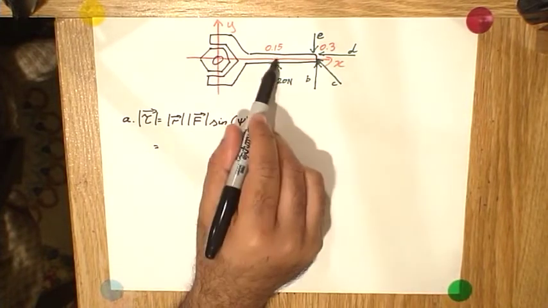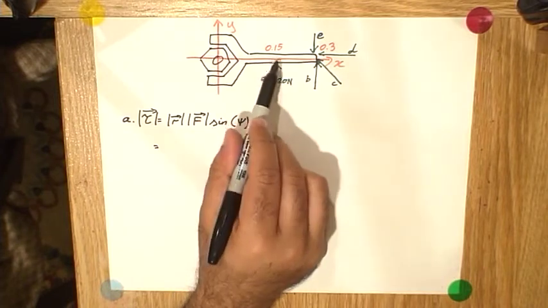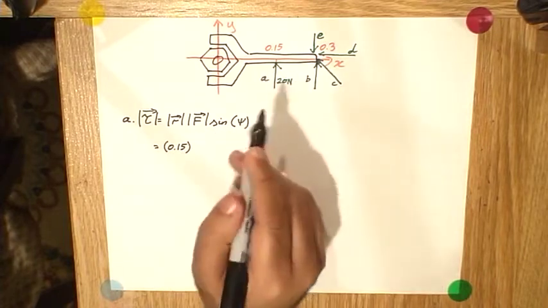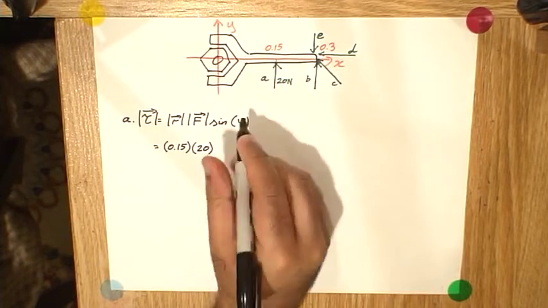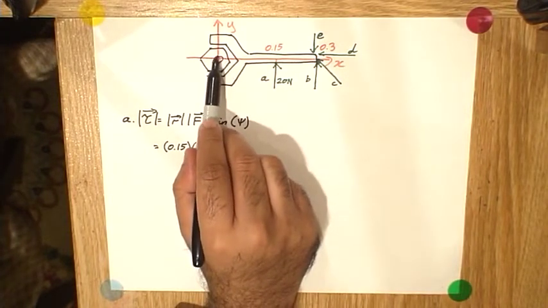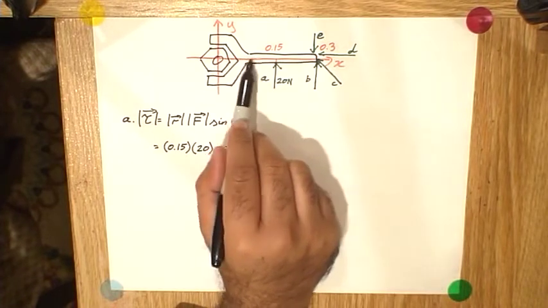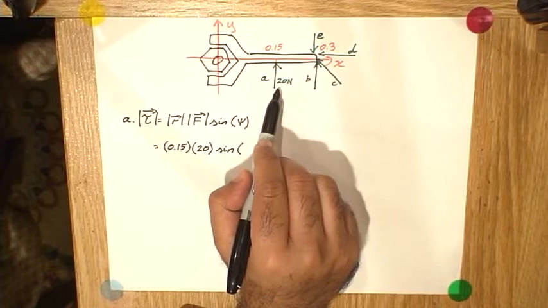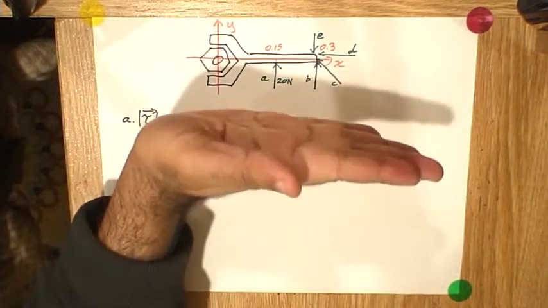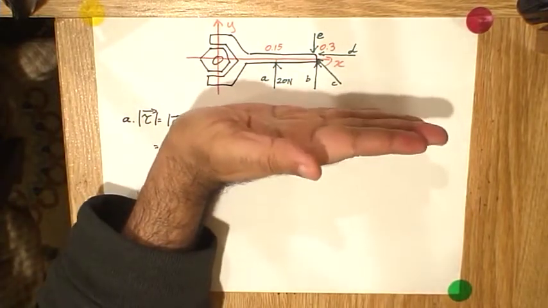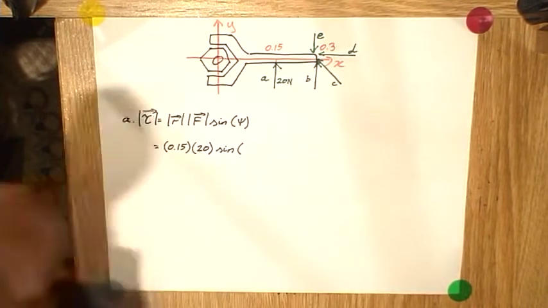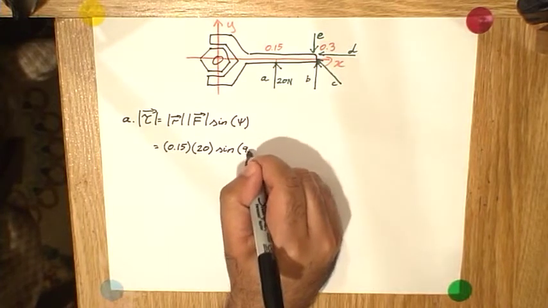So the lever arm in this case is 0.15, that's the distance between the center of rotation and where the force is being applied. The force itself is 20 newtons, times the sine of the angle between them. The lever arm is stretching rightwards from the hex nut, and this force of 20 newtons is pointing upwards. So, if we consider the lever arm as pointing rightwards and the force is pointing upwards, that means that the angle is 90 degrees between them. So we have the sine of 90 degrees.